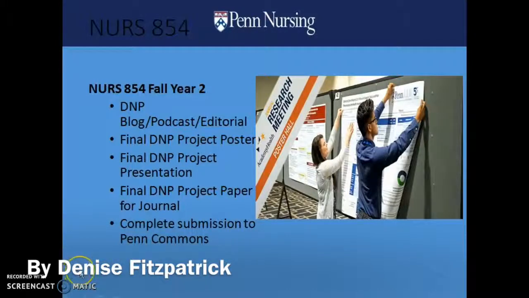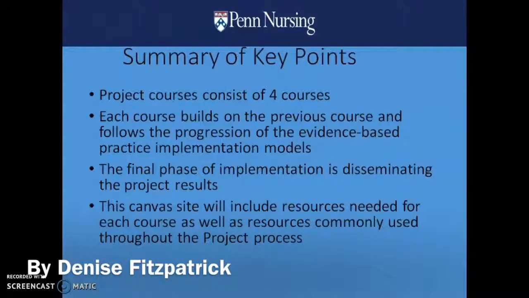So we really look forward to you completing the dissemination course, and at the completion of your 854 course, in summary, the DNP project courses consist of 4 courses. Each builds on the previous course and follows the progression of the evidence-based practice implementation models. The final phase of implementation is disseminating the project findings. This Canvas site will include resources needed for each course, as well as resources commonly used throughout the project process, and will be available for the 18 months of the project courses.